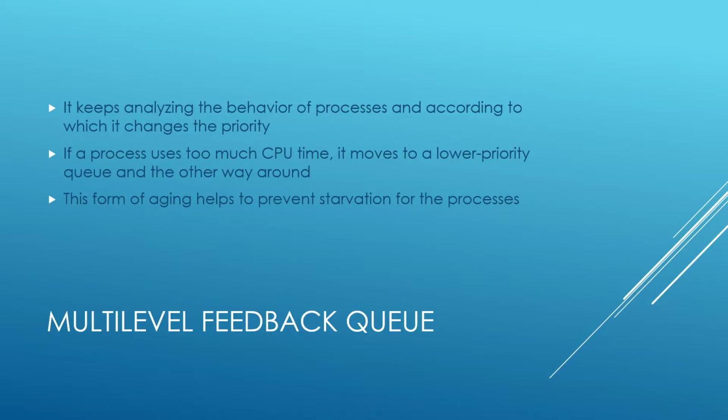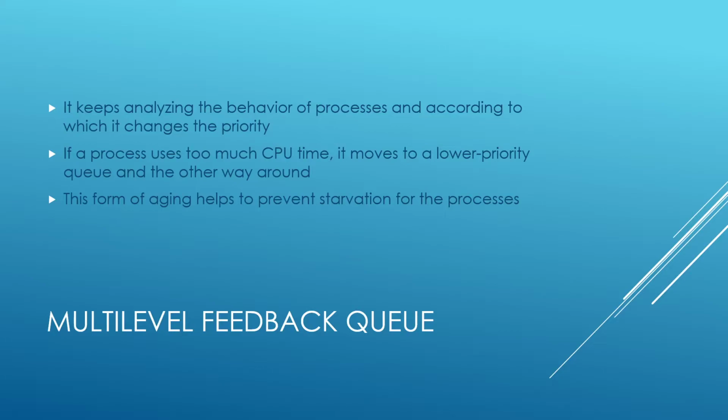And now we move on to multi-level feedback queue. It keeps analyzing the behavior of processes according to how they behave. It changes the priority. If a process uses too much CPU time, it moves to a lower priority queue, and the other way around as well. This form of aging helps to prevent starvation for the processes. Aging is when process priority gradually increases while waiting in the system for a long time.